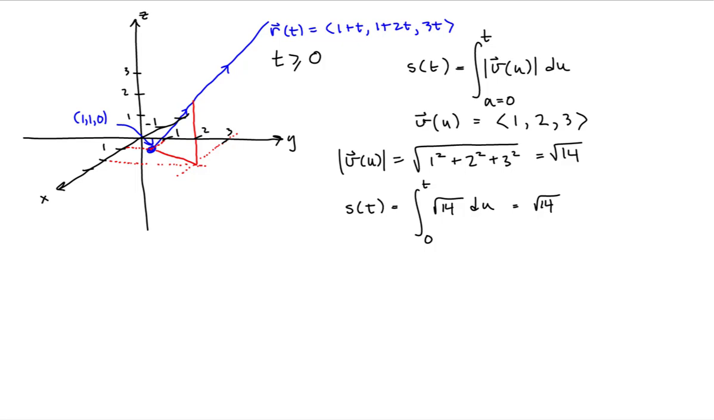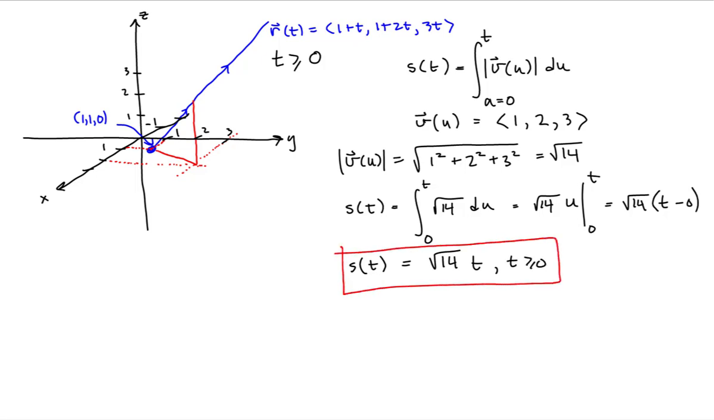When we evaluate the integral of du, that is u, evaluated from 0 to t. This then is just the square root of 14 t minus 0. Or we end up with the arc length function being equal to the square root of 14 t. We now know the length of this line for any positive value of t. And notice from this result, the arc length is a linear function of t.